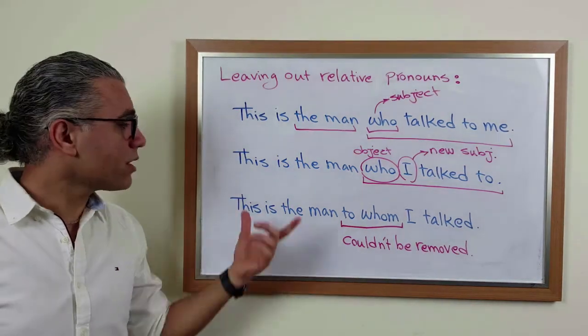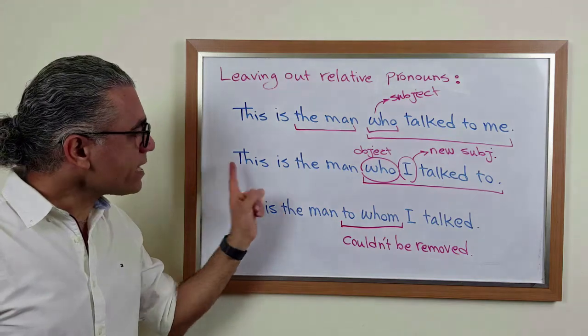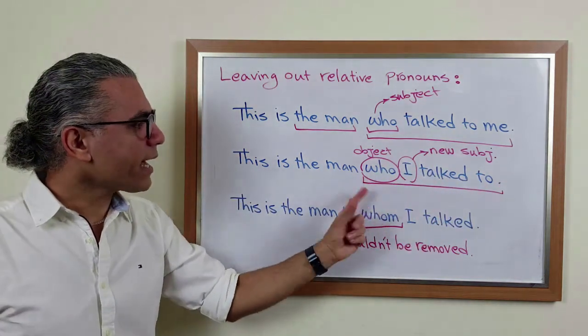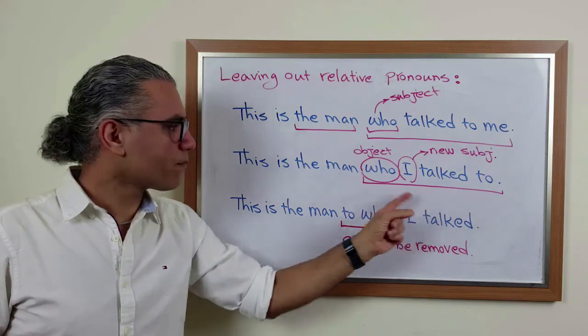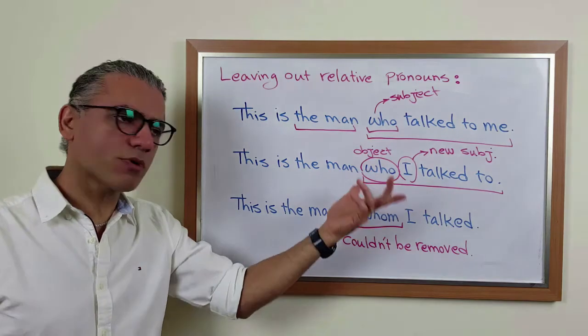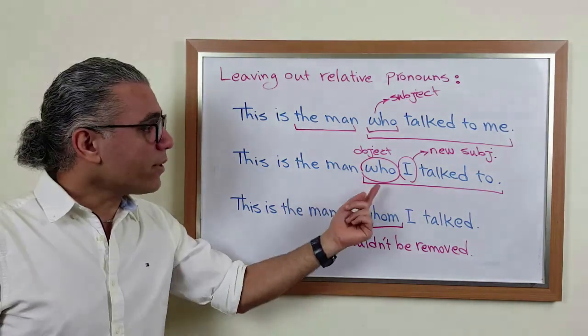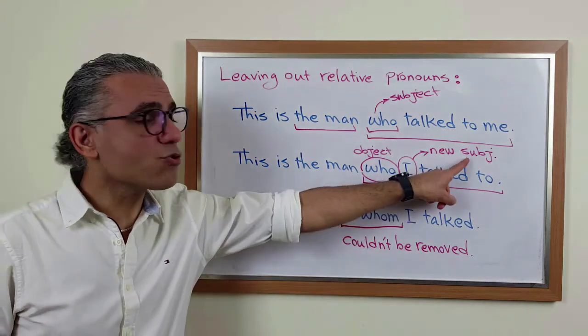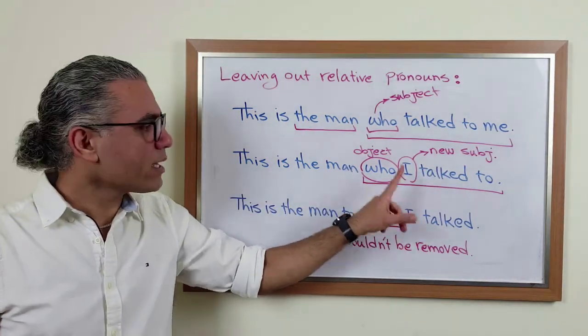Now let's compare it with the next example here. This is the man who I talked to. Again, this is your relative clause. And who is the relative pronoun, which is again replacing the man. But this time, who is the object of the clause? Because we have a new subject, I.